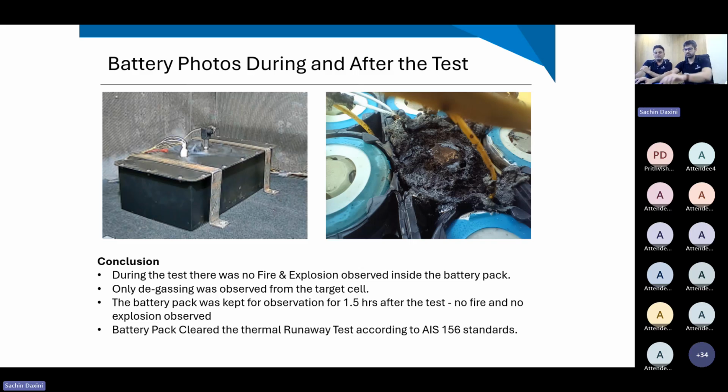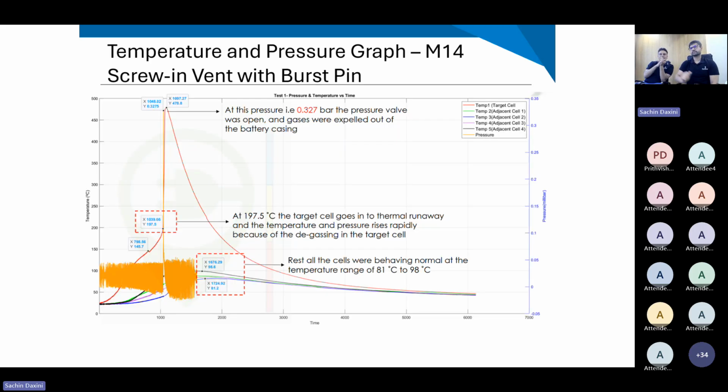Here the vent performance can be observed, and on the right hand side is the battery pack after opening it, 24 hours after the test. What is the situation of the target cell? That shows the condition of the battery pack after the test. After the test, we observed that there was no damage to the battery pack. There was no fire, there was no explosion, and both the vents are said to have passed. We tested two vents in this condition: the M14 screw vent and the M12 dual vent.